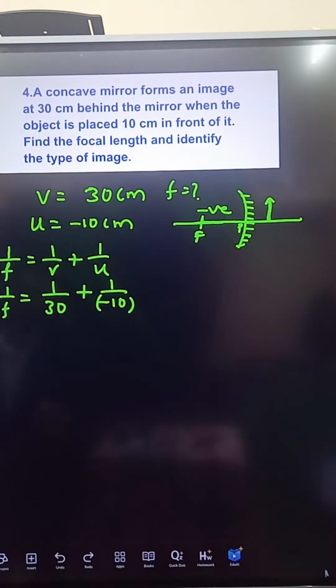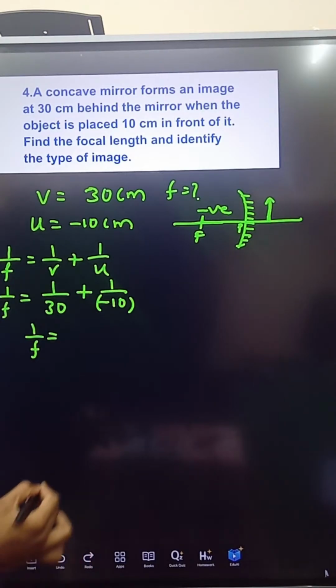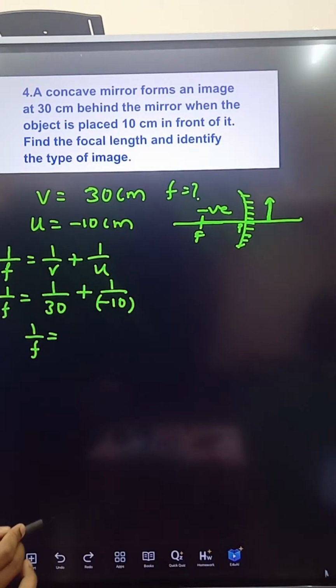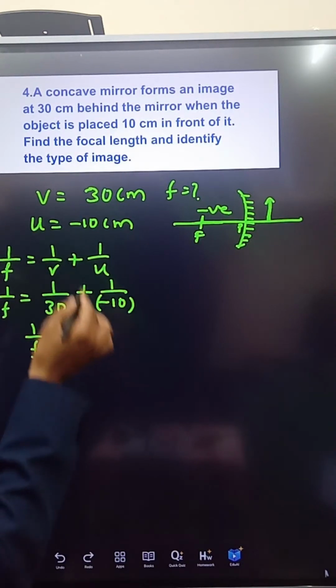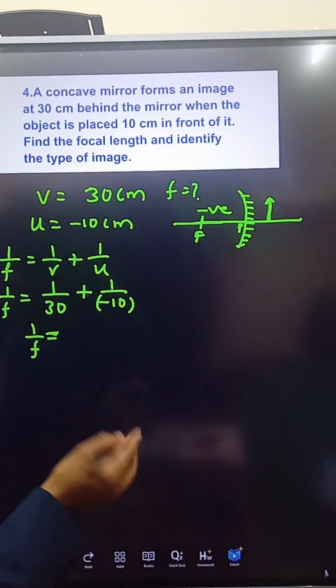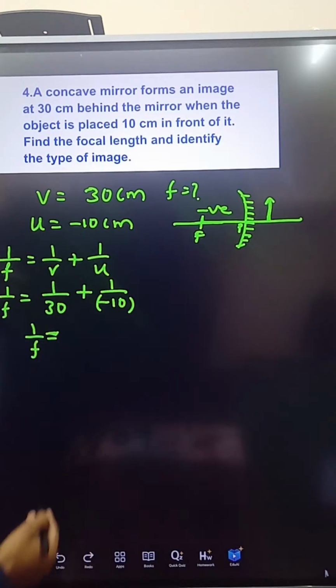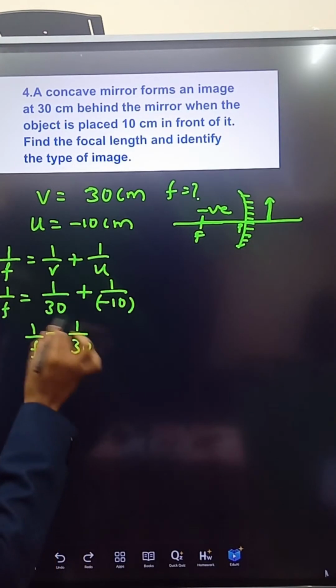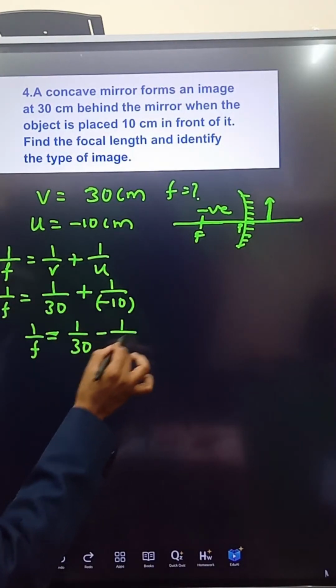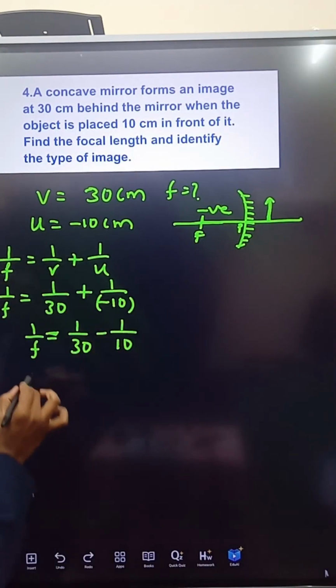It's very simple. 1 by f is equal to, I'm not solving before you, I'm giving you a little time. How much is possible for you, make it that much simpler. While skipping the steps, you may go wrong. In the beginning you practice with lengthy steps, no problem, you will become perfect. Only then can you go by skipping the steps. 1 by 30, this becomes 1 by 10, right?